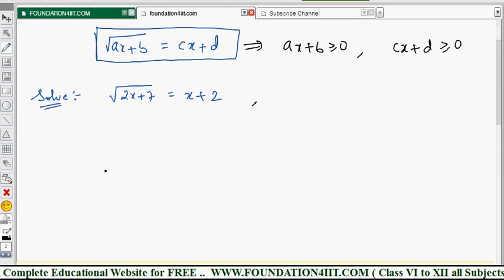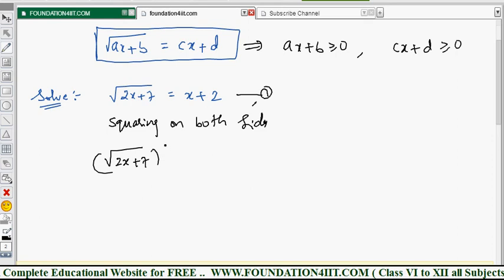Now if any question is in this format, let's square both sides. Take this as equation 1. We square both sides because we need to remove the square root. So square root of 2x plus 7 whole square is equal to x plus 2 whole square. Here the square and square root cancel. 2x plus 7 is equal to x plus 2 whole square, using the a plus b whole square formula. So x square plus 4, because 2 square is 4, plus 2ab, 2 into x into 2, so 4x.